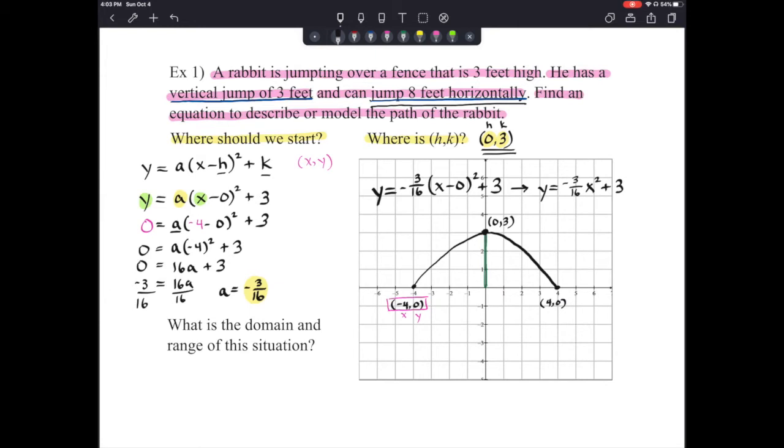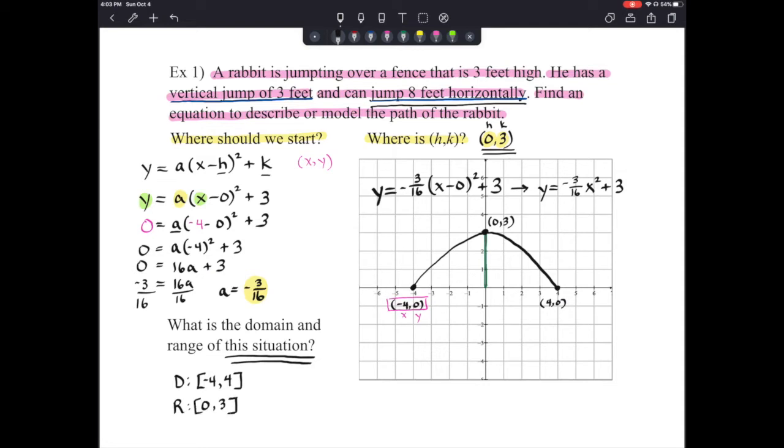Down below, it does ask, what is the domain and range of this situation? So you don't want to think about just the parabola in general. My parabola is not continuing to go on. It comes to a dead stop on the x-axis on both sides. So our domain looks like it's going to span everything from negative 4 to positive 4. And our range is going to go from 0 up to 3.